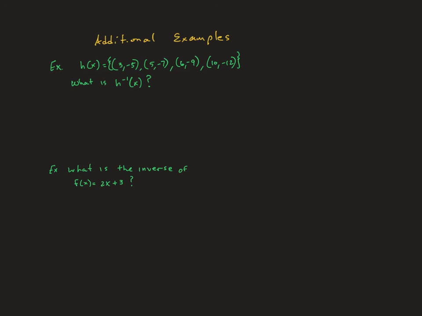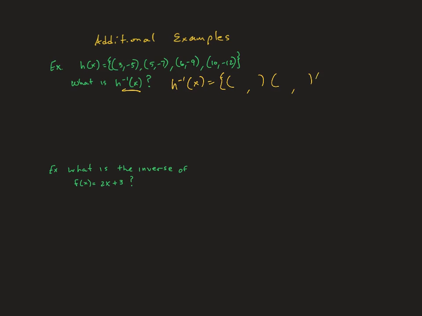Going on, let's see some additional examples. We said that the inverse function, remember, is when my range maps to my domain, or my y maps to my x. So in this first example, it says h of x is these 4 sets of numbers, xy, xy, xy, xy. And then what is the inverse of h of x?